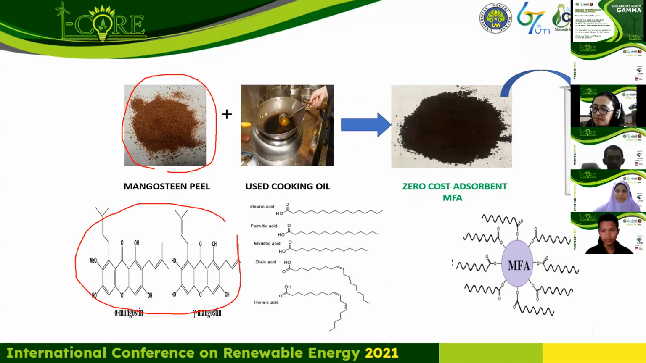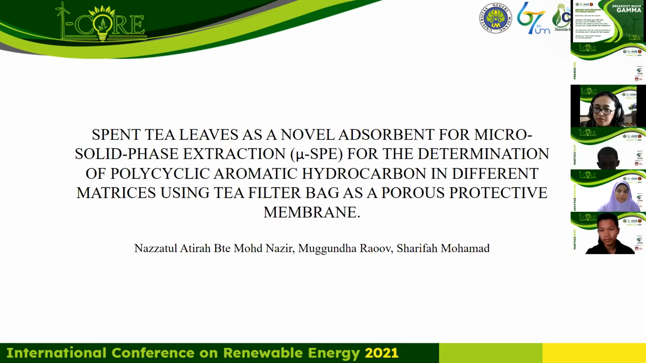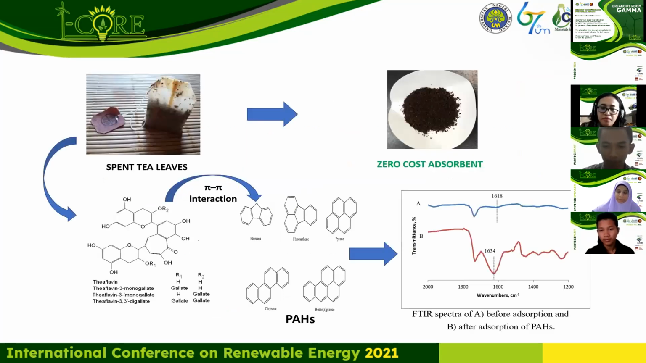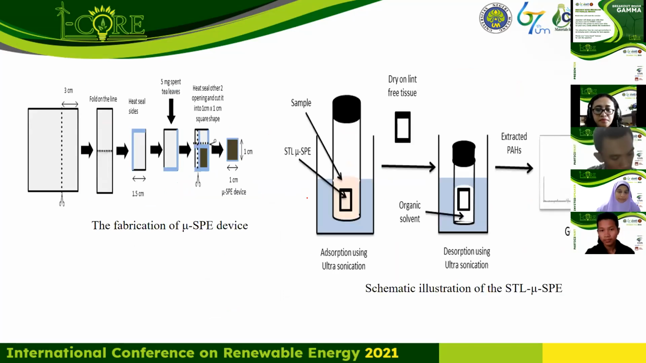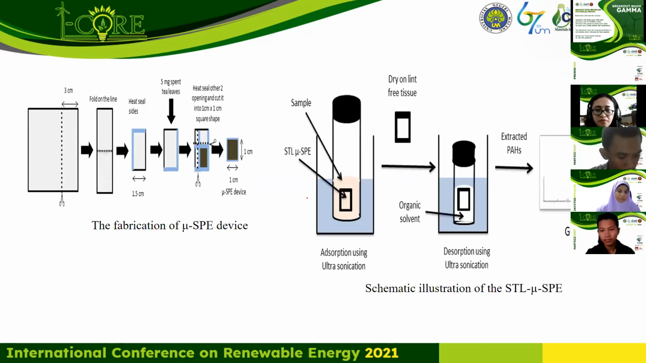So this material, at the end, we embedded and applied as a sorbent to trap polycyclic aromatic hydrocarbons. We managed to validate it. And the third one is we use spent tea leaf, again to trap polycyclic aromatic hydrocarbons. I will speed up a bit. We use spent tea leaf, we boil it, and when we study the interaction, we managed to get a very nice material to absorb polycyclic aromatic hydrocarbons.